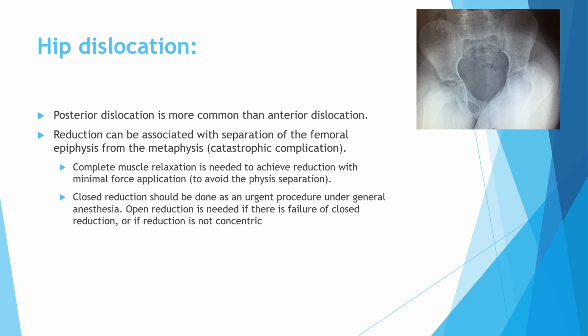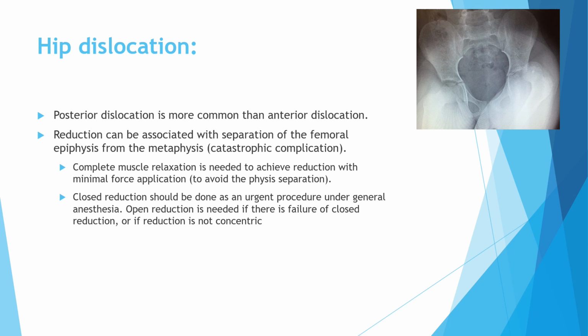but when you do the reduction, it has to be a gentle reduction under complete muscle relaxation, because the worst thing that can happen is separation of the physis during reduction. It's called a catastrophic complication. To avoid this, the child should be completely relaxed, and gentle reduction should be obtained. If closed reduction cannot be obtained, open reduction should be done. Also, if you do closed reduction and the joint is not concentric, that means that there is a possibility of a piece of bone inside the joint, and this needs to have open reduction.